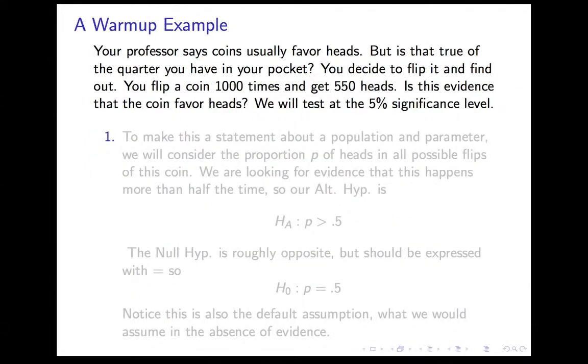All right, so let's see where this comes from in a simple example. Our simple example is coin flipping.